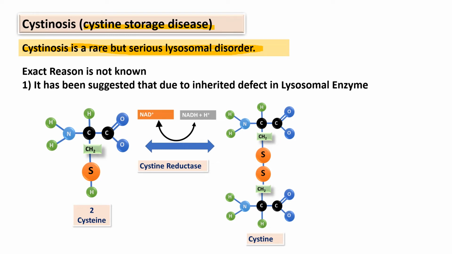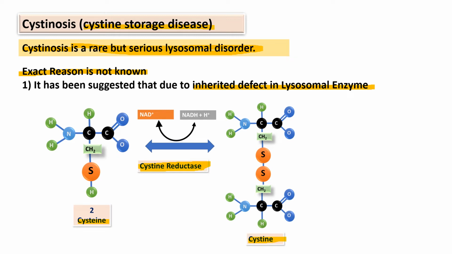The exact reason for cystinosis is not known, but it has been suggested that it is due to an inherited defect in a lysosomal enzyme, which converts two molecules of cysteine into cystine, or cystine into cysteine. This is done by cystine reductase. Whenever there is a deficiency of this enzyme, the conversion of cystine into cysteine is impaired, and this cystine starts accumulating in the lysosomes of various tissues.